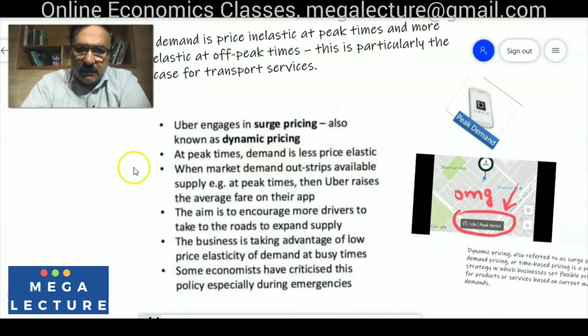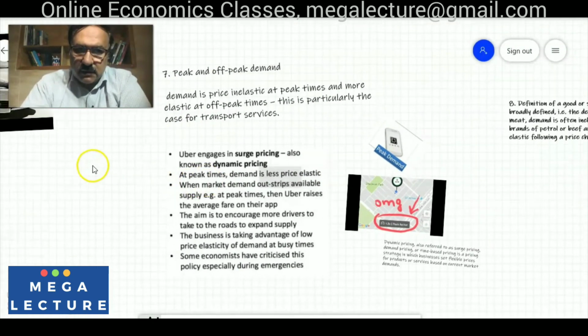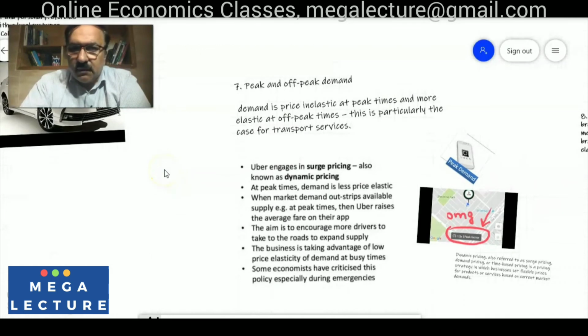The next factor that may influence price elastic demand is peak and off-peak demand. Demand is price inelastic at peak times and more elastic at off-peak times. This is the case for transport services. Uber usually engages in surge pricing, also known as dynamic pricing. At peak times, demand is inelastic, so the peak factor increases.